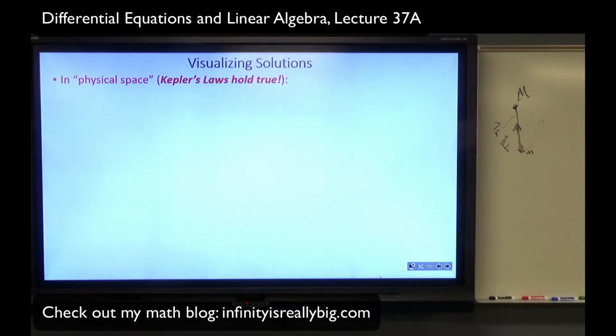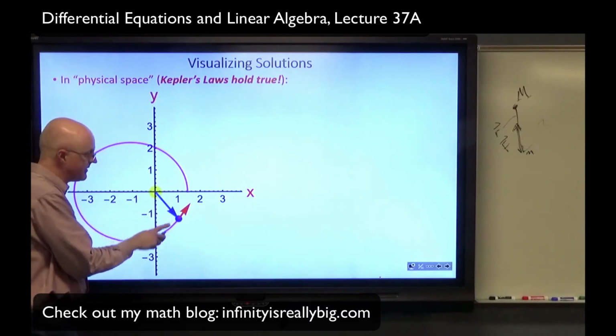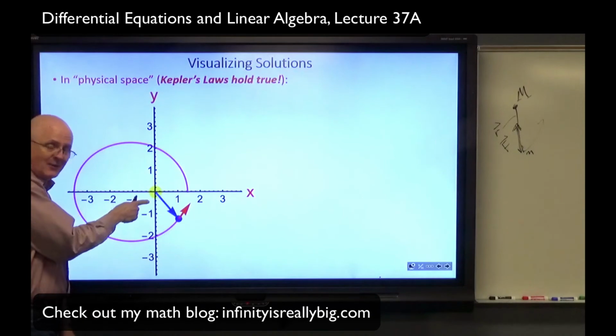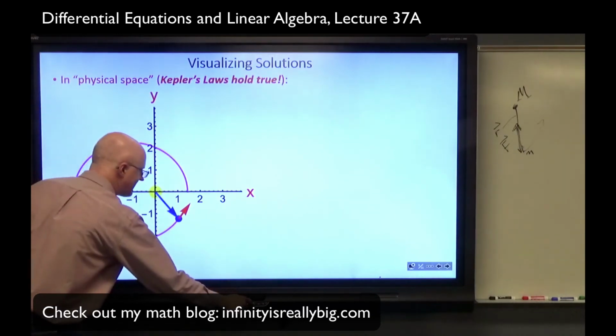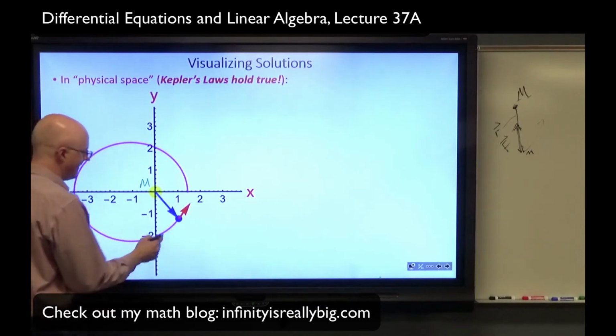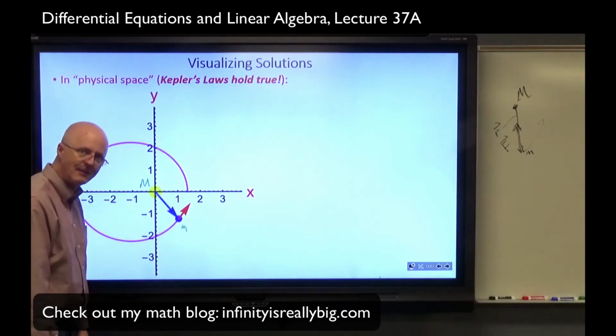In physical space, we get this kind of picture. We see x and y. And we also see, well, the blue vector is the position vector. The red vector is the velocity vector. I made a big yellow dot for mass capital M. That's the sun. I made it yellow, yay. And blue, I guess that's the Earth. That's the little mass. Made it blue.